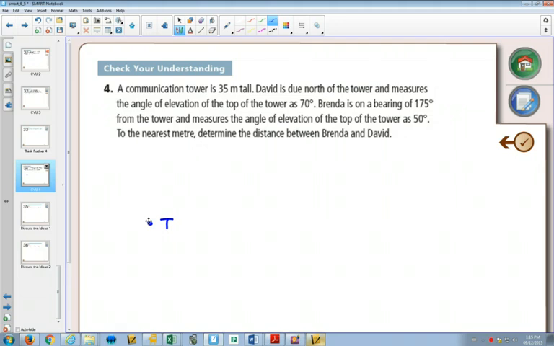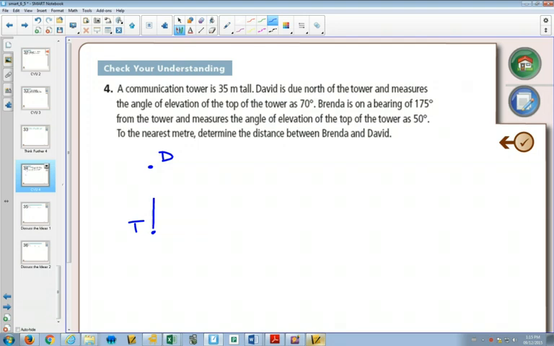We know that David is due north of the tower, so right here is David. And that Brenda is at a bearing of 175 degrees.